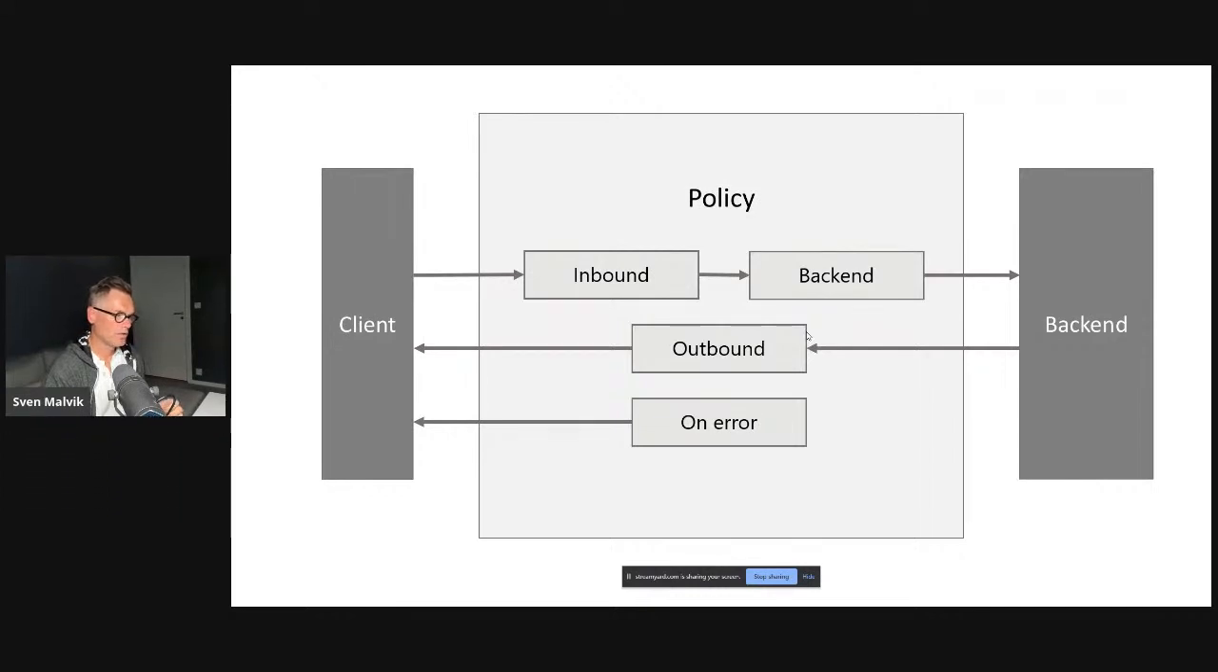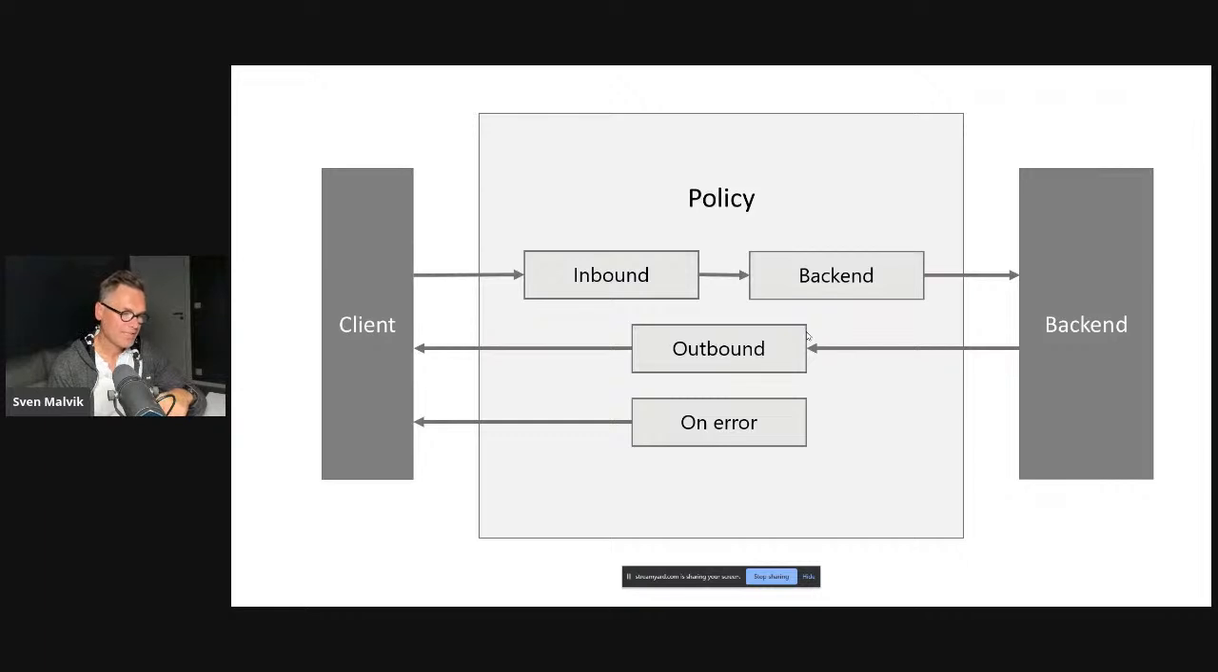Yeah. So policies are basically code. It's XML code. A policy has four sections: inbound, backend, outbound, and on-error. Whenever a call is coming in to Azure API Management, it hits the inbound section, where you can have code, and you can do with the request whatever you want. You can add headers, remove headers, check headers, convert stuff, whatever you want.